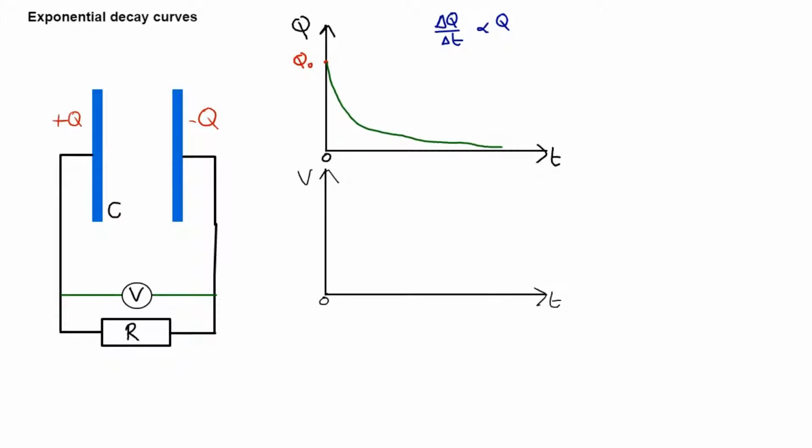Similar to the charge, it's going to start at a maximum value, which we could call V0. And we know that that is going to go down to 0 by the time all the charge is redistributed and gone back to where it was at the beginning.